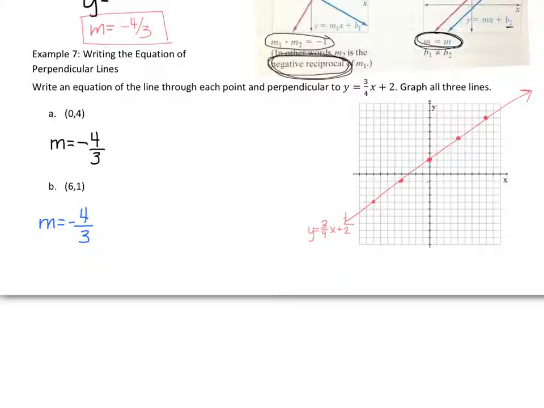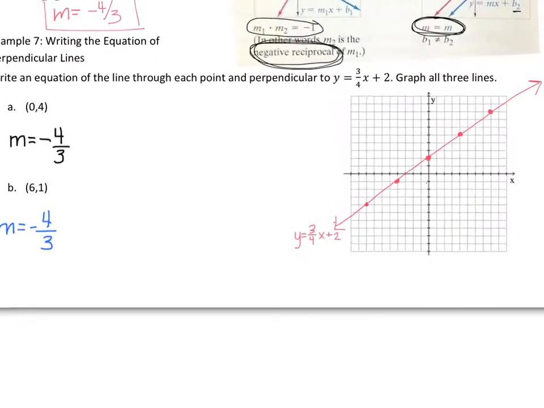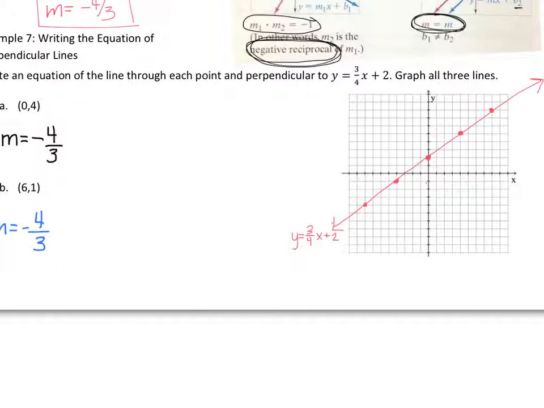Yeah. Okay, so let's start with A. The point is 0, 4. So we just go up 4. And from there, our slope is -4/3. So down 4, right 3. Down 4, right 3. We can go the other way and go up 4, left 3. I don't have an equation for that one yet, so I'm just going to label it A.